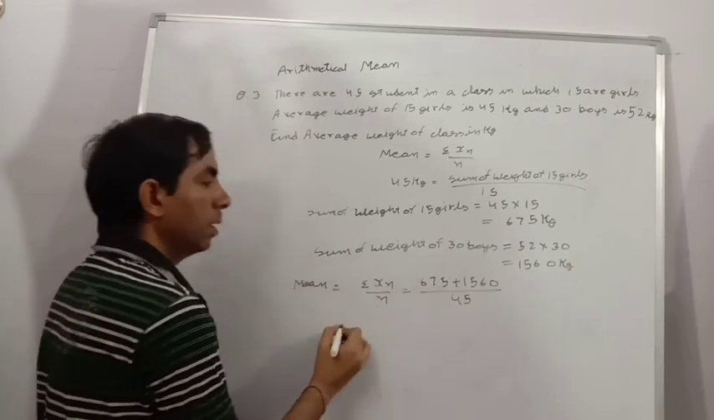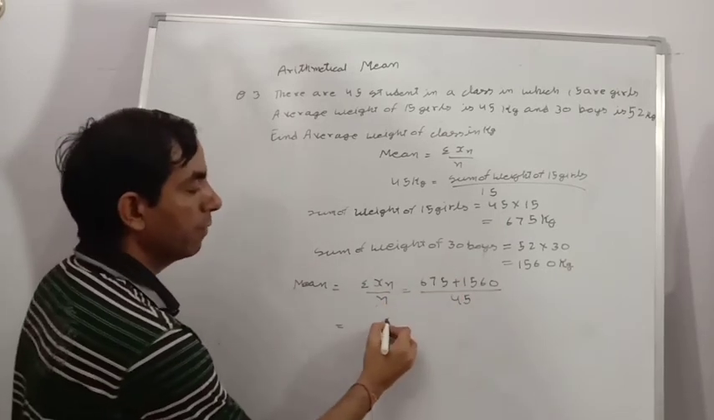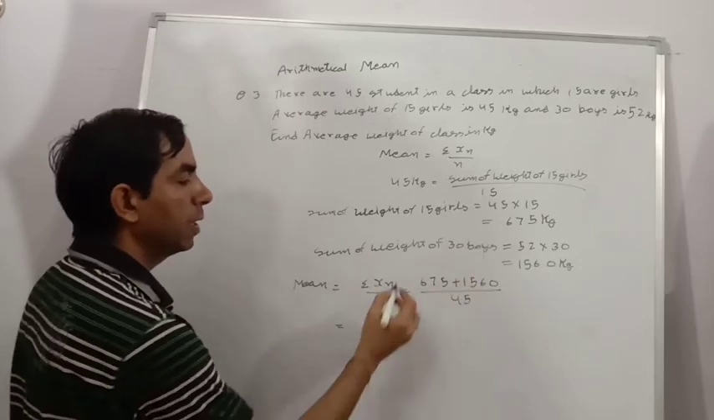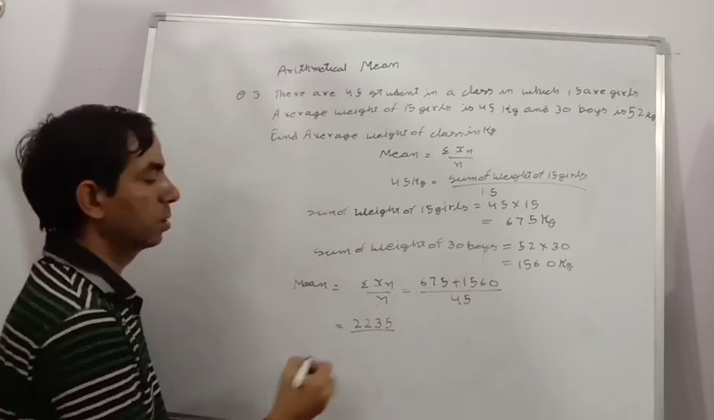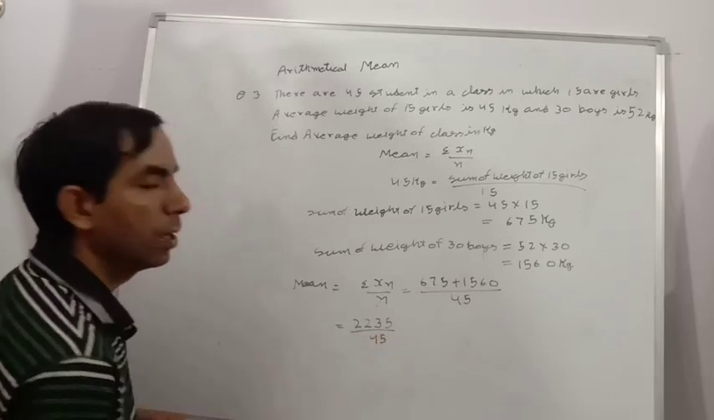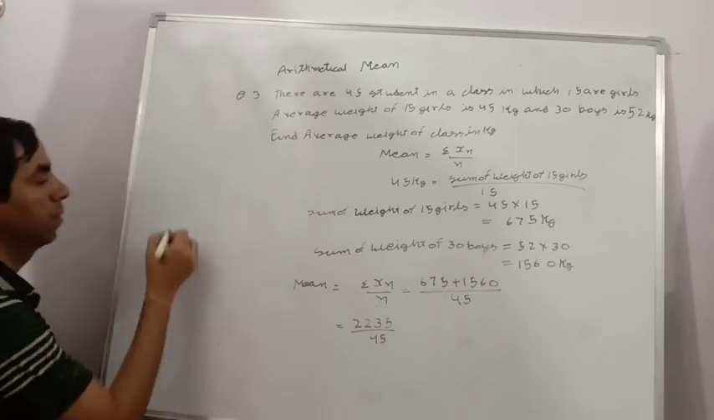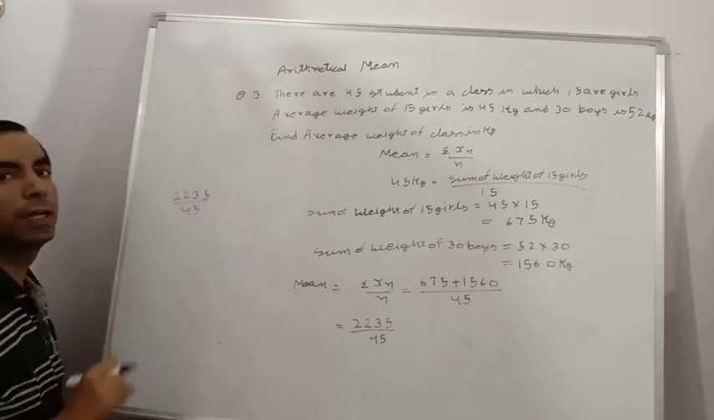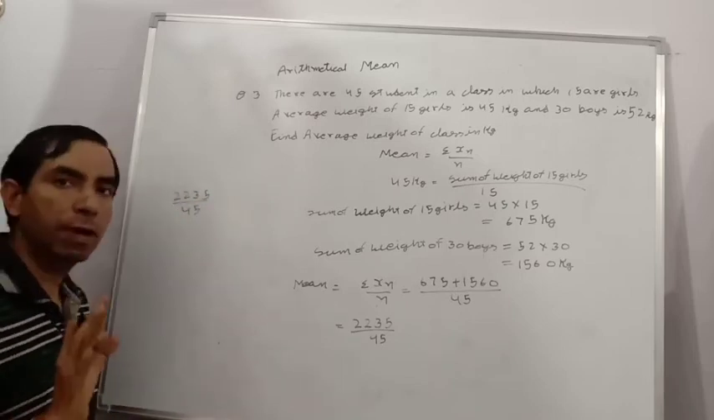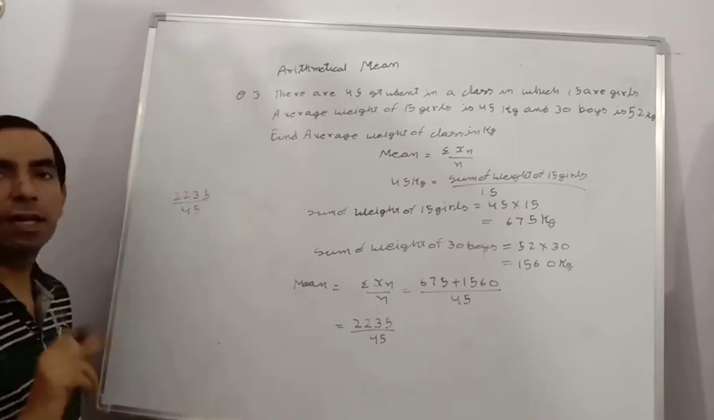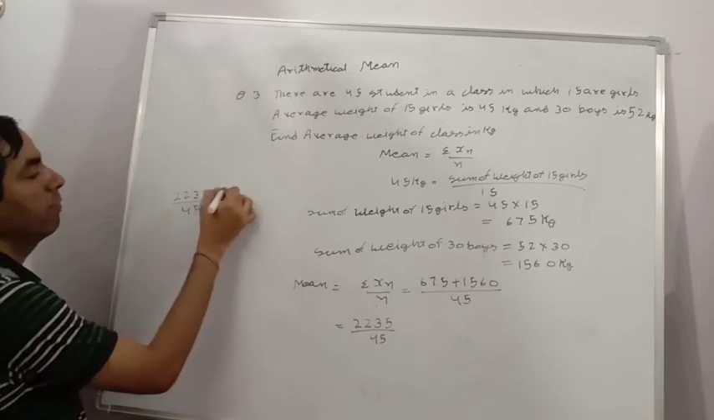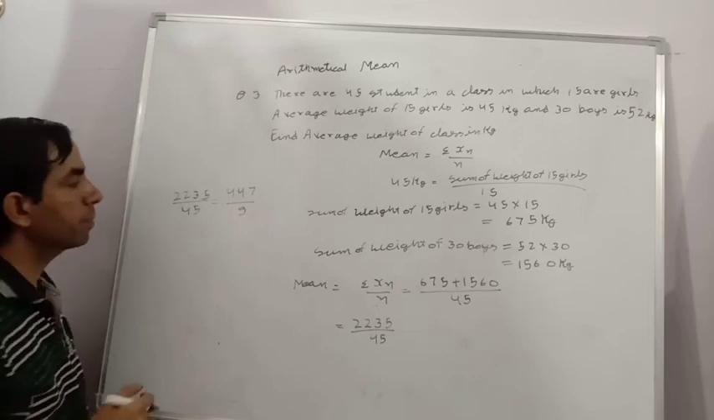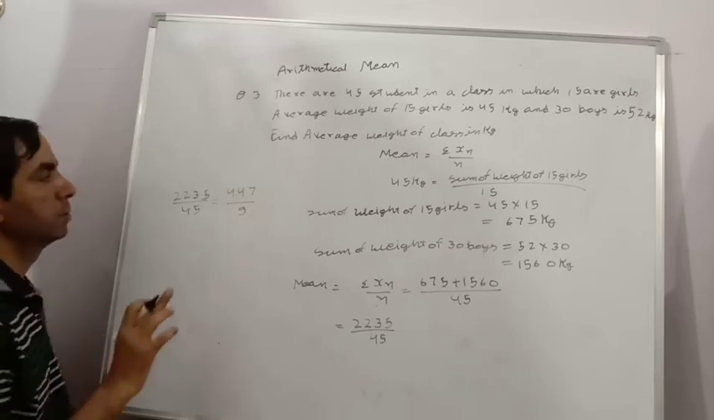Then we add this: 5 as it is, 7 and 6 is 13, 3 and 1 remaining, 6 and 6 is 12, 1 remaining, so 2235 divided by 45. Now we calculate the division 2235 upon 45. Generally we do not divide directly by 45. Here we see that the last digit is 5, so it is divisible by 5; divide it. 5 times 4 is 20, 2 remaining, 5 times 4 is 20, 5 times 7 is 35, 5 times 9 is 45. Now we can divide it.